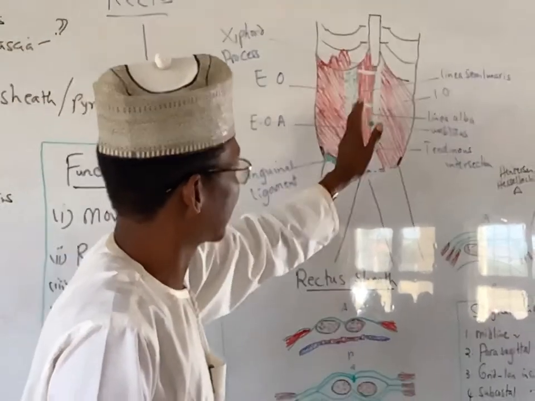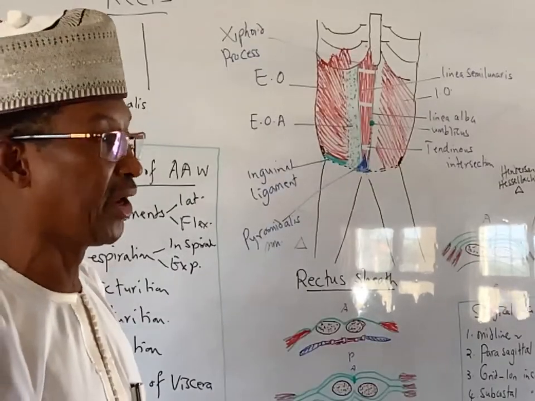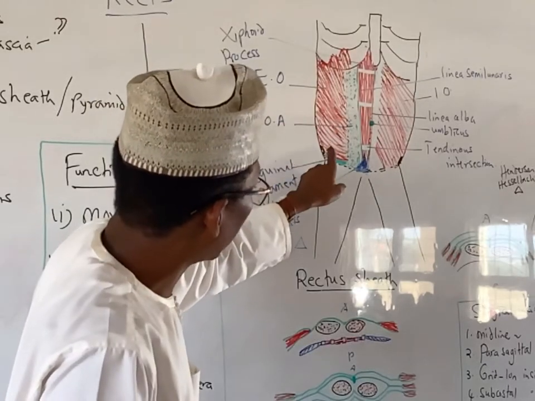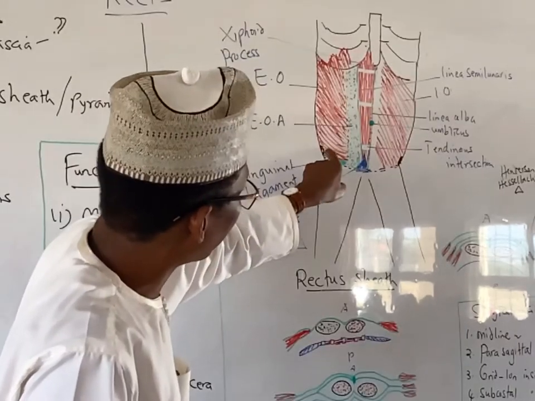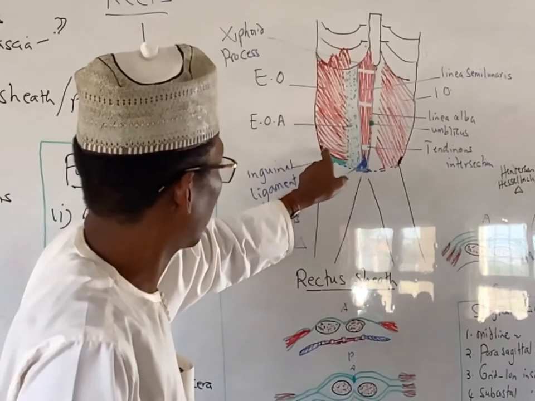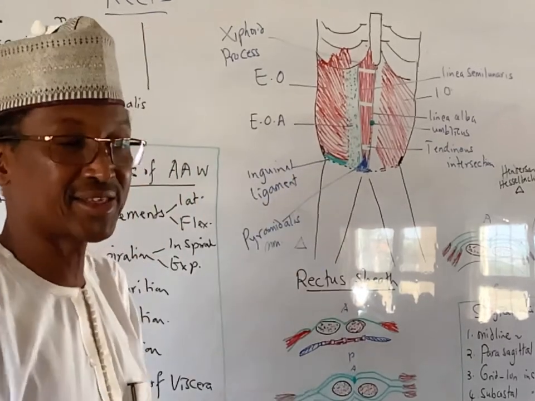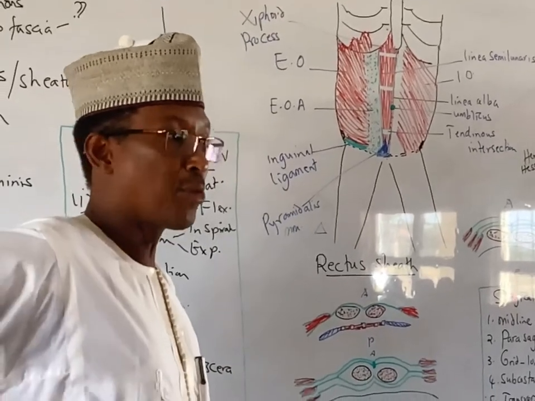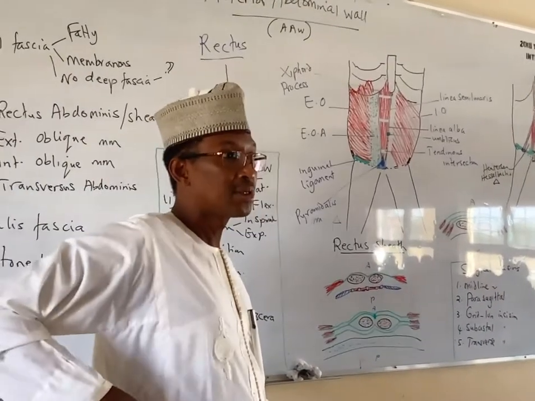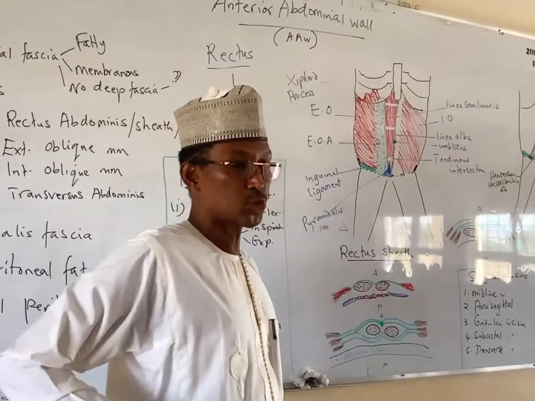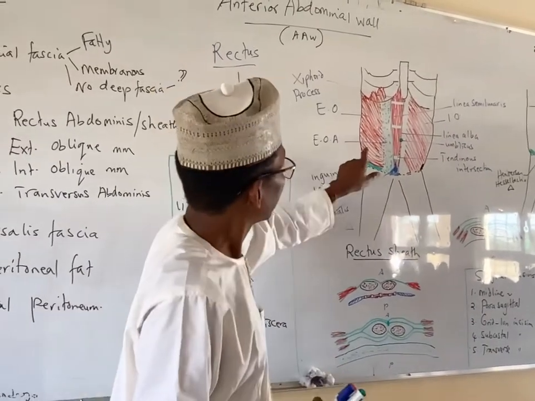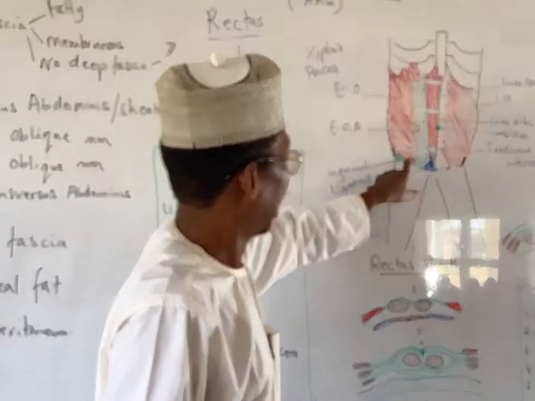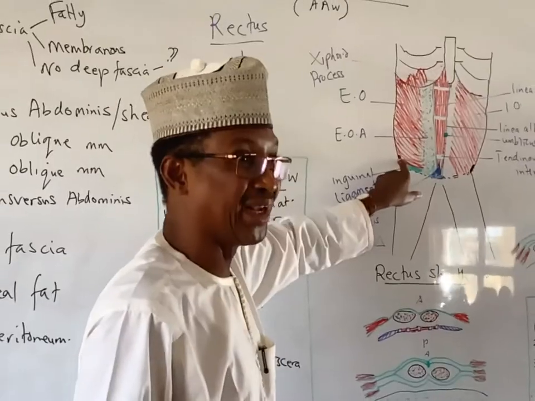So that is the external oblique muscle. We said it originated from the lower 8 ribs, and as it comes down, the lower fibers also take origin from the iliac crest. If you put your palm along your waist, above here you are going to feel one very curved bone like that. That is what we call iliac crest. So the muscle also takes origin from the iliac crest and also from the anterior superior iliac spine.